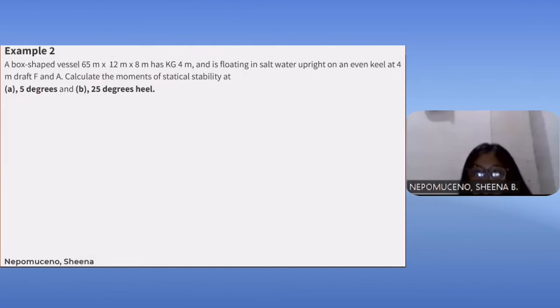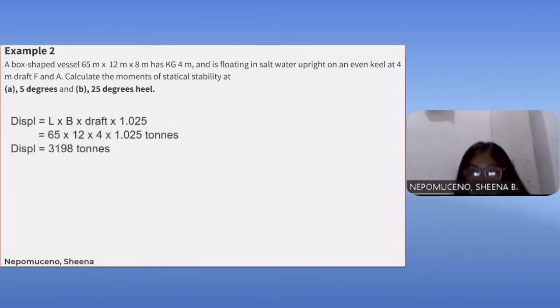So let's have here an example number 2. A box-shaped vessel 65 meters times 12 meters times 8 meters has a KG of 4 meters and is floating in salt water upright on an even keel at 4 meter draft forward and aft. Calculate the moments of statical stability at 5 degrees and 25 degrees heel.